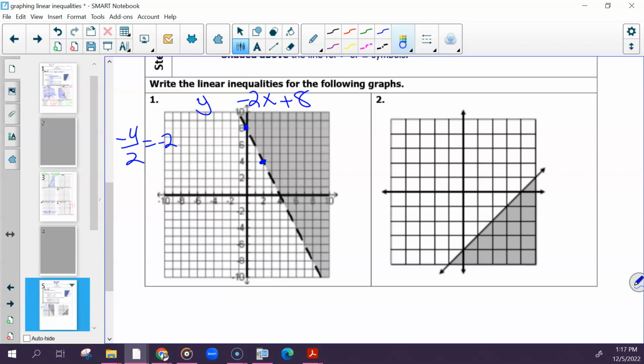Now we just need to know what symbol. So it's dashed, so it has to be either greater than or less than. We have to look at where it's shaded. Because of our y-intercept, it's shaded above it. So yes, that would be greater than.